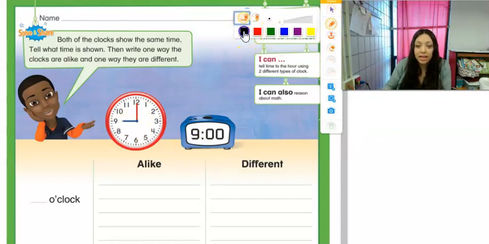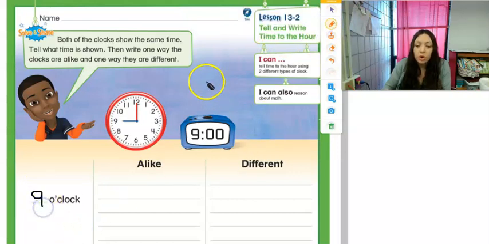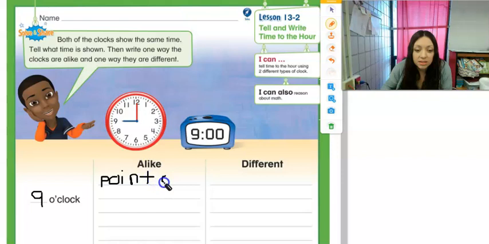So we're going to write 9 o'clock. And so what's one way that these two clocks are alike? They both are pointed at a 9, right? So we say they can point or say 9.